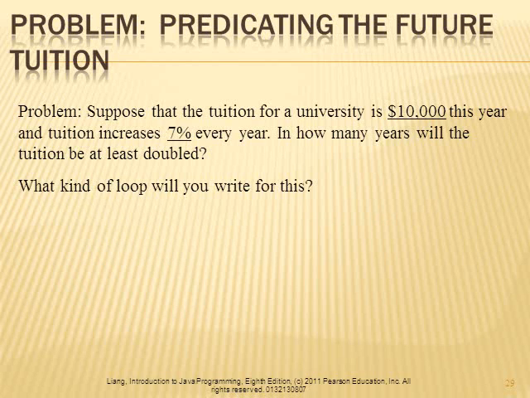So here's the problem. You want to know how many years it'll take before tuition doubles, particularly when tuition is going to increase by 7% every year. And we're going to start at $10,000. So stop the video and ponder the question for a minute. Ask yourself, do I know how many times I must iterate? Is it reasonable to assume that the loop must execute at least one time?